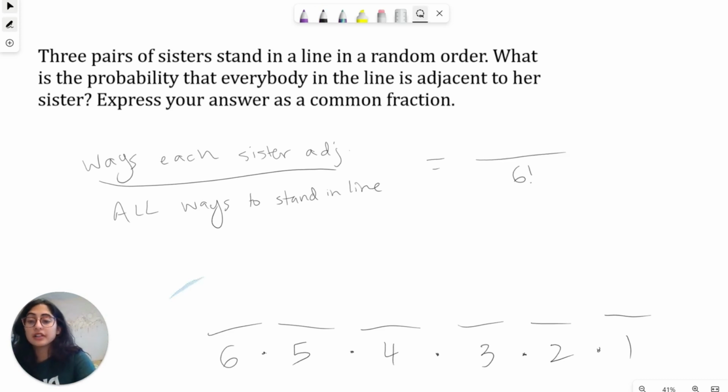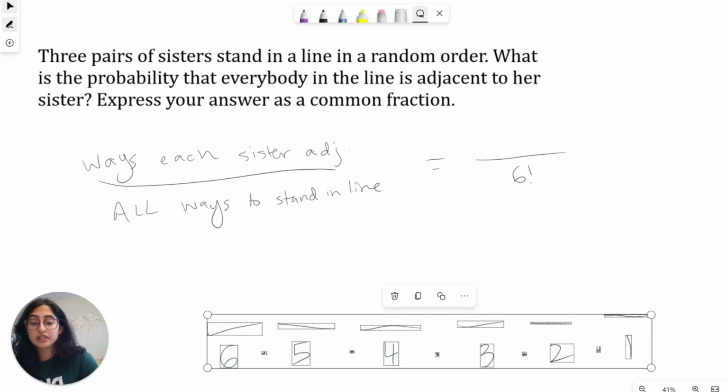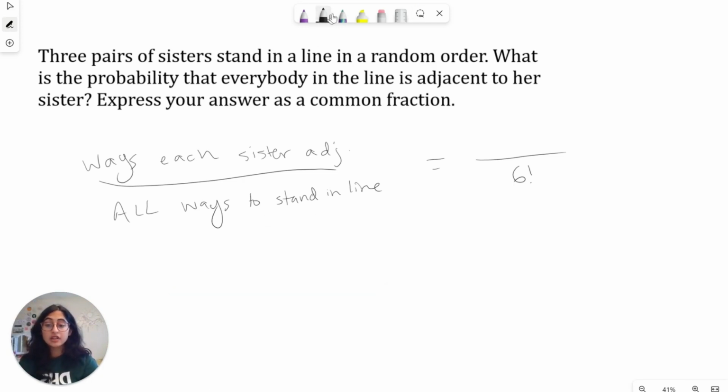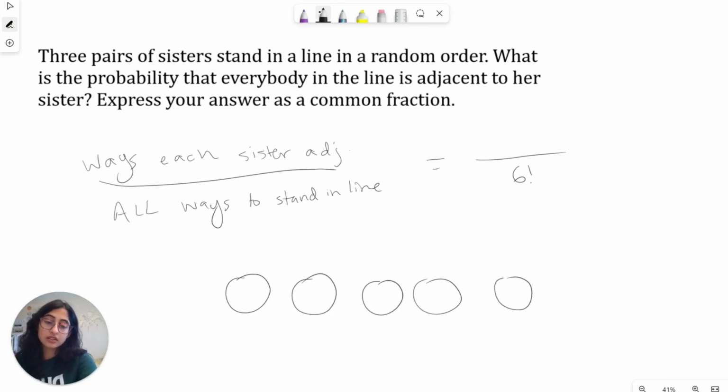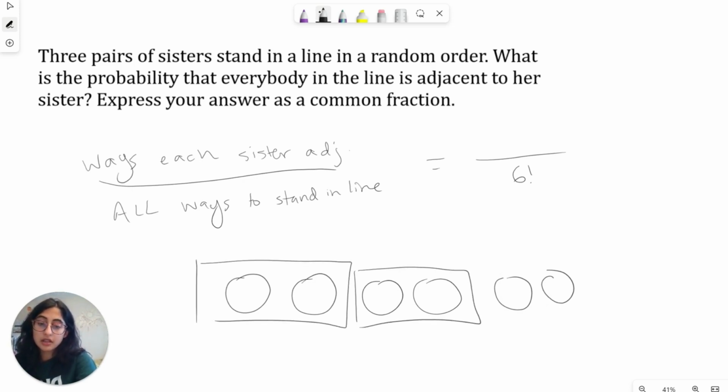Alright, so now we have to find the number of ways for each sister to stand adjacent to each other. So let's now think about this. We have our 6 girls, and we want all of them to be paired up correctly, right? So this is our 1 pair of sisters, our other pair of sisters, and our 3rd pair of sisters. So if we want all of them to stand adjacent to each other, well, now let's actually not think of it in terms of the circles, the individual people. Let's think of it in terms of the sister pairs.